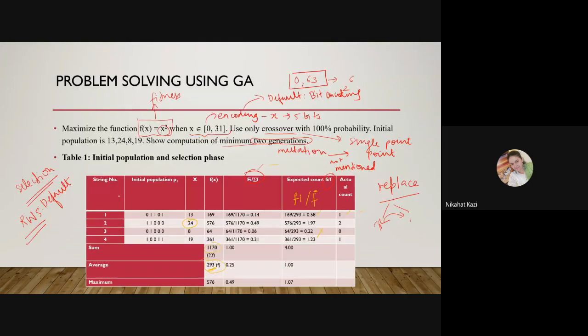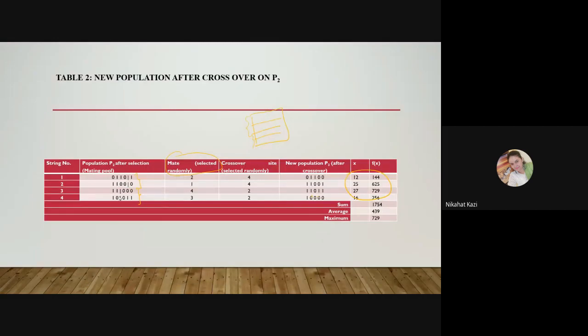But it is not necessary. You might select 1 and 3, 2 with 4. So you write what you are selecting. That also can be done. Depending on that, you can have different answers. So everyone's answer should be different, but if you copy, everyone's will come out the same.